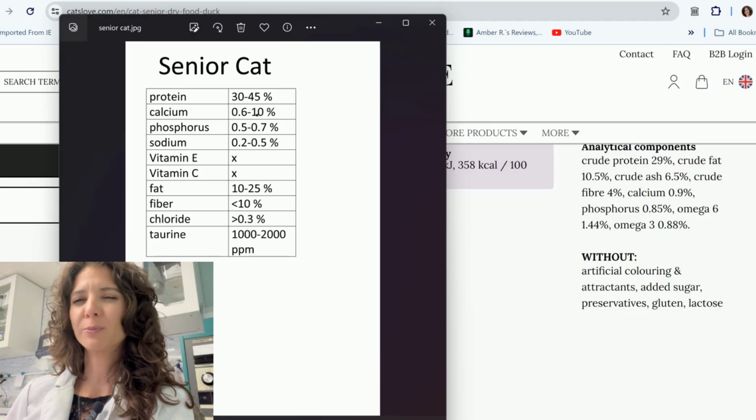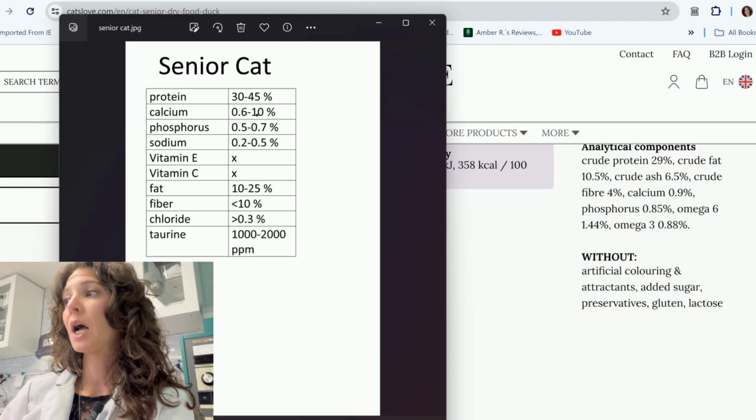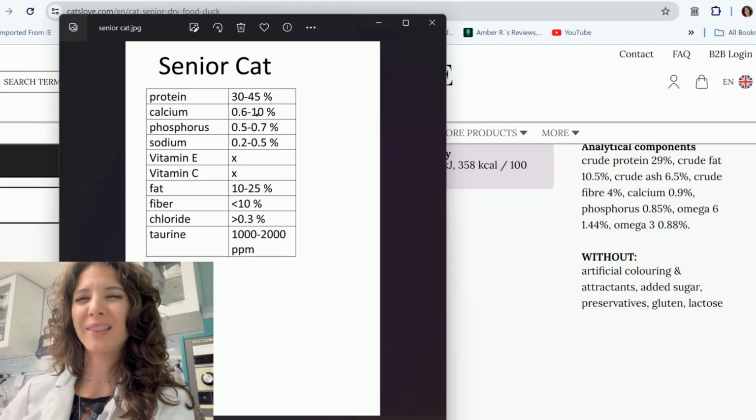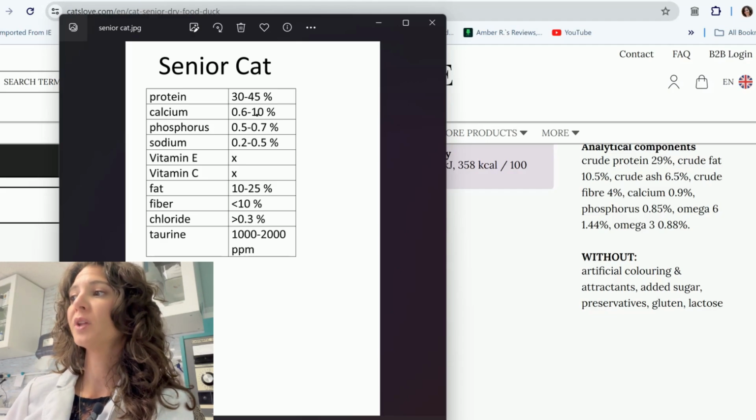Ash, we've talked about this before. This has to do with the mineral content overall. It's kind of an old school way of determining how much minerals are in there, and I'm not going to get into that. We're not going to be using ash. We're just going to bypass that one. Fiber at 4% is less than 10, so we're good there.